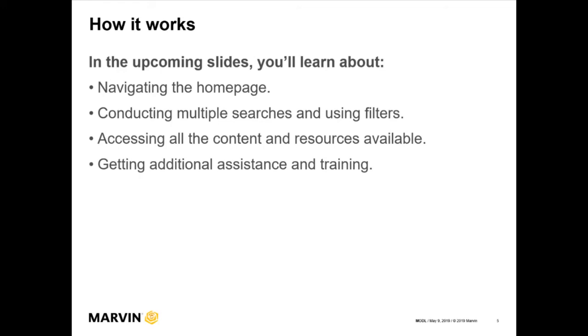Okay, the more filters, the more narrowed down your search is going to be. It makes everything faster to find what you're looking for, because imagine how many documents you could have from Marvin, like thousands and thousands and thousands of things to look through. So it's important to use those filters, narrow it down, and get what you want. We're going to go over accessing all of the content and the resources that are available.